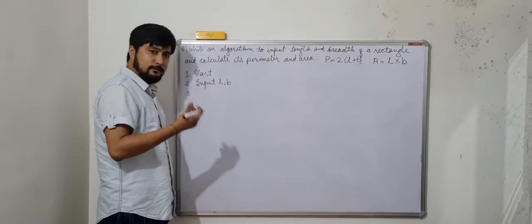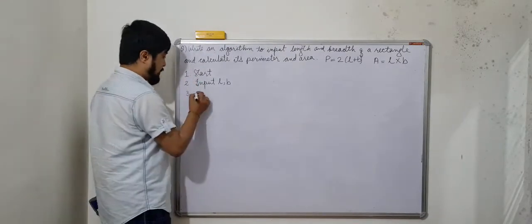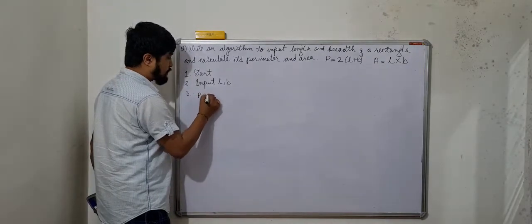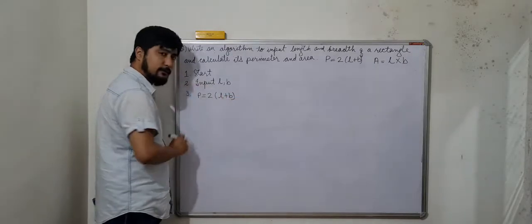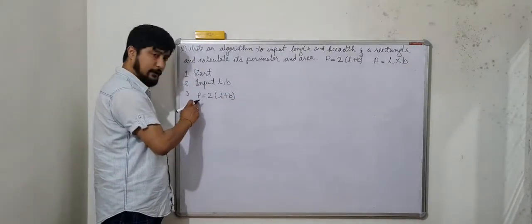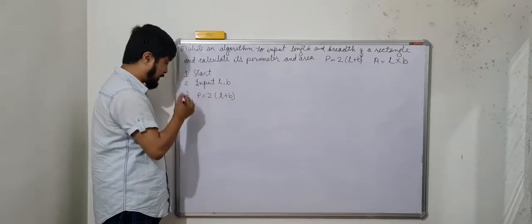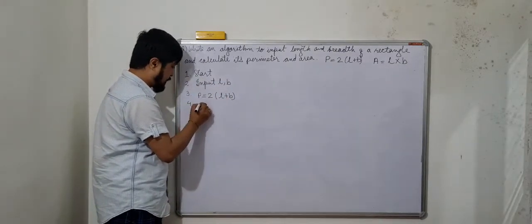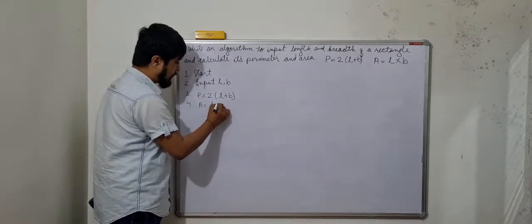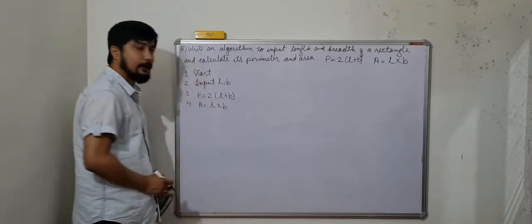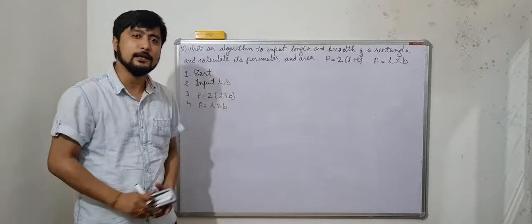Then after getting the values of length and breadth, we have to calculate the perimeter. So P equals 2 into (length plus breadth). This is the formula for perimeter. We have taken the input for length and breadth, and here is the calculation part. And area A equals length into breadth. Now we have calculated the perimeter and area, and at the last we have to display.